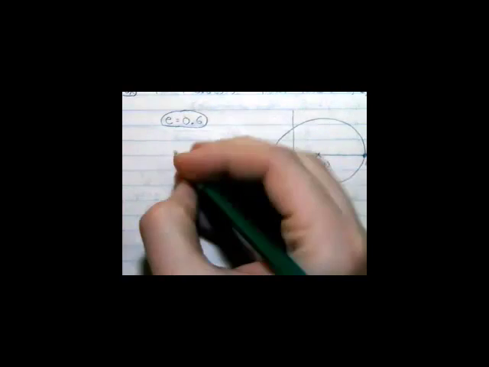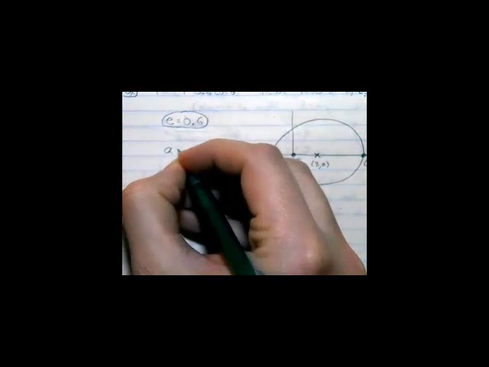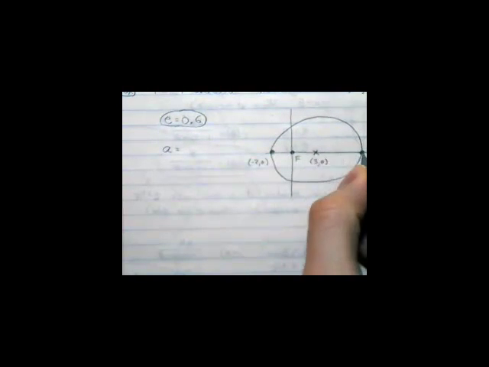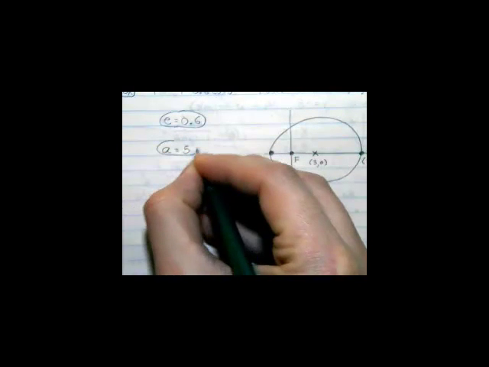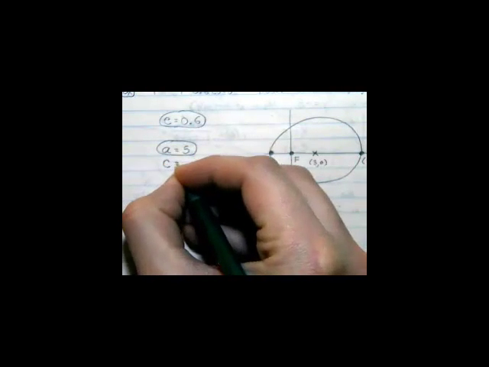Okay. And so knowing where the center is, we can at least find A and C, right? So what's the value of A then? Should be 5, right? From the center to a vertex, either way is 5. Okay. What's C?